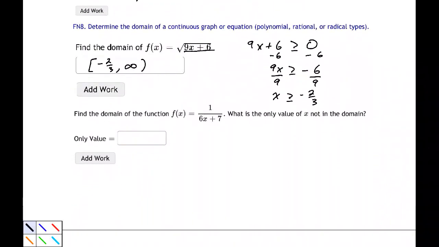All right. Well, the next question for FN8 is find the domain of the function f of x equals 1 divided by the quantity 6x plus 7. And the question is, what's the only value of x not in the domain? So when we have a rational function, as we had to do in the last unit actually, we will take the denominator, in this case 6x plus 7, and we want this to be not equal to 0.